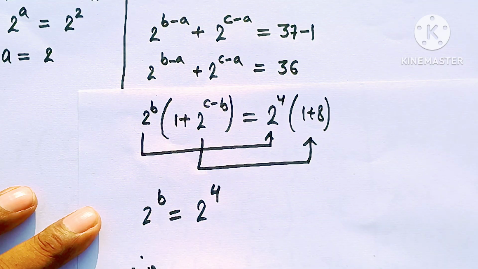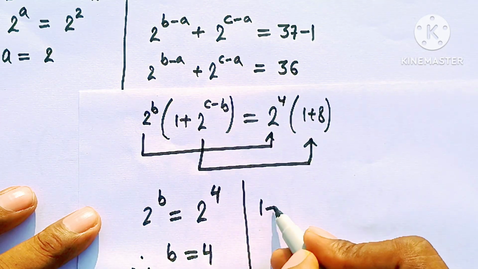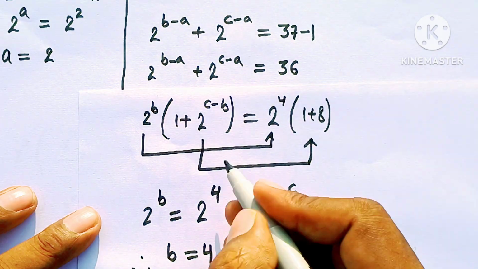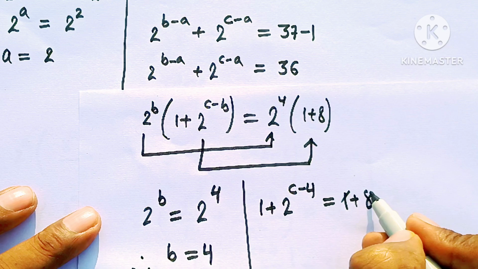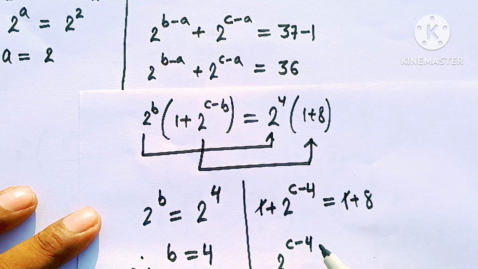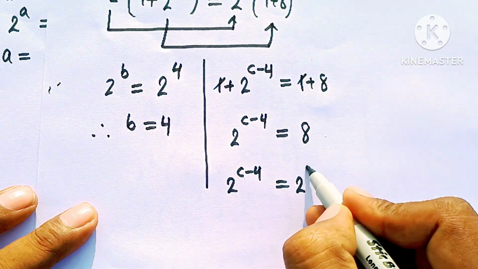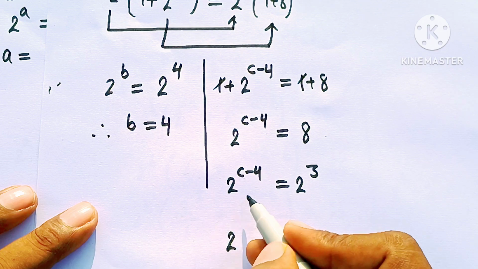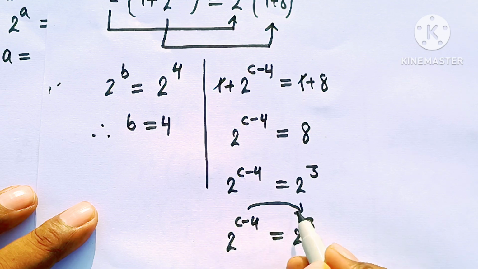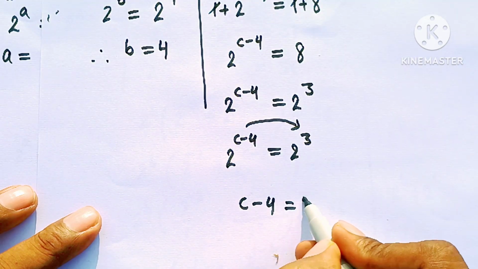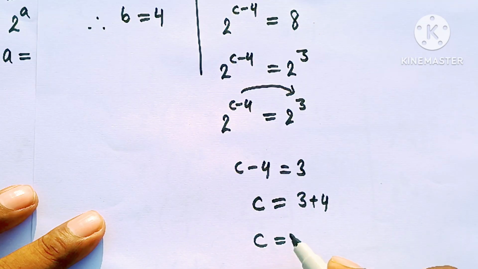We can easily say that b should be equal to 4. Then this term will be equal to this: 1 plus 2 to the power c minus 4 is equal to 1 plus 8, so 1 will be cancelled, and we have 2 to the power c minus 4 equal to 8, and 8 can be written as 2 to the power 3. The bases are the same, so we can just equate their powers: c minus 4 equal to 3, so c equals 3 plus 4, and we got the value of c equal to 7.